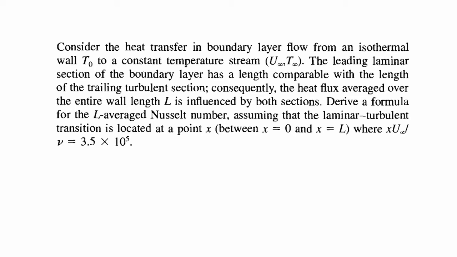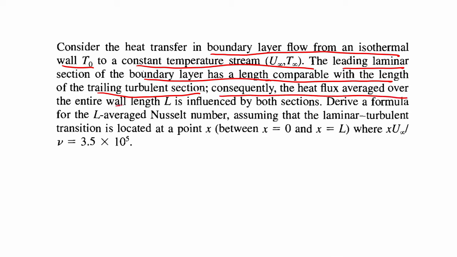Now if you look at the next problem, you consider the heat transfer in the boundary layer from an isothermal wall to a constant temperature T stream. The leading laminar section of the boundary layer has a length comparable with the length of the trailing turbulent section. So both are comparable, you cannot neglect one for the other. Consequently, the heat flux averaged over the entire wall length is influenced by both sections.